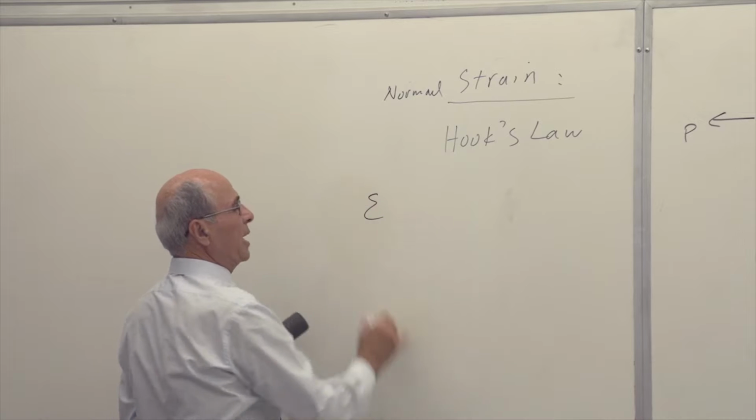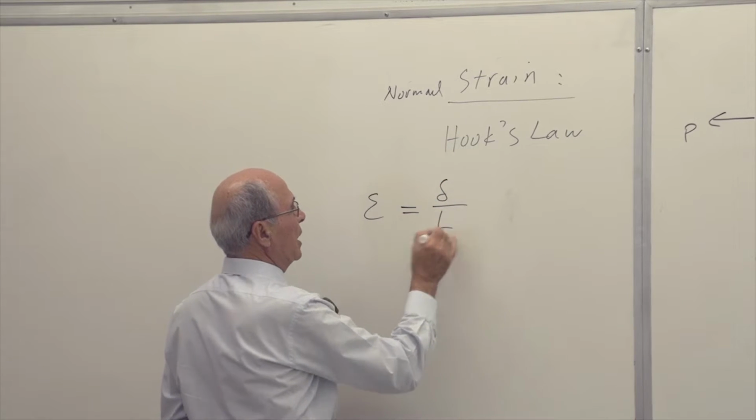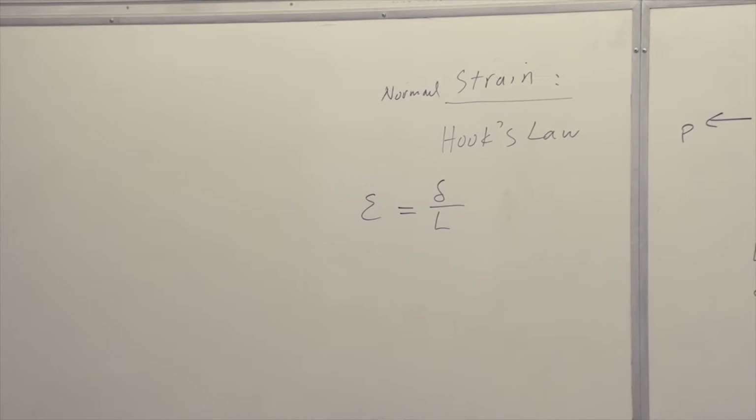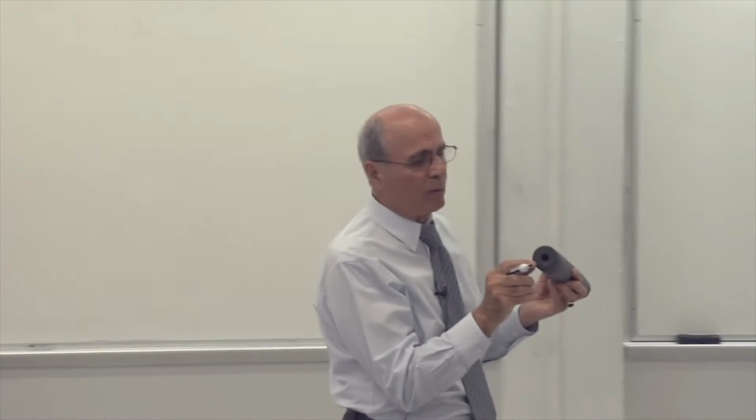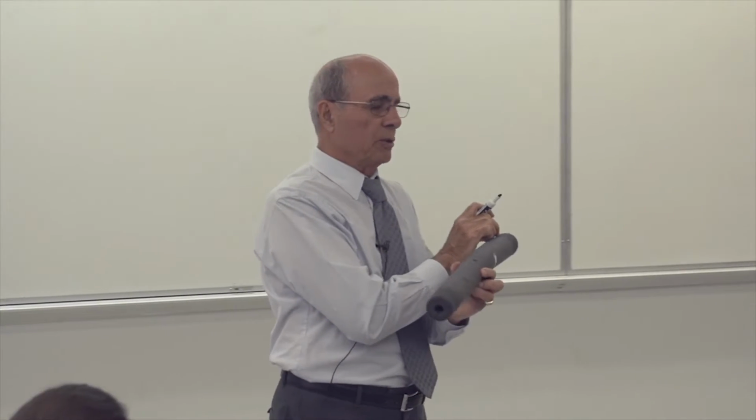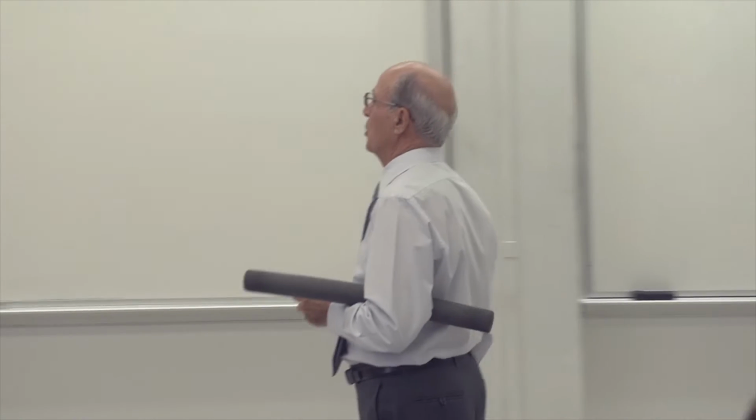The symbol for that is epsilon. And by definition, epsilon equals delta over L. So if I measure the delta, all I have to do is divide that. If this goes this much for the entire length, I want the amount of deformation for 1 unit. I have to divide that by the length. So that's the first definition: epsilon equals delta over L.